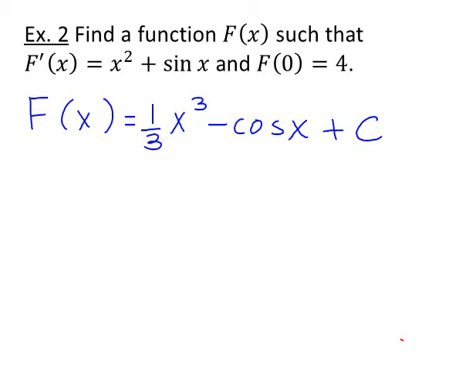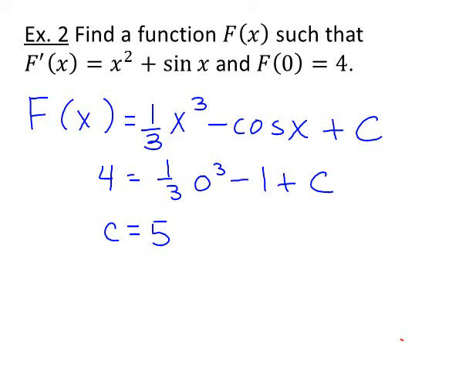In my answer, the derivative of 1/3 x to the third would be 3 times 1/3 x squared, which is x squared. The derivative of negative cosine is sine, and the derivative of the constant would be 0. Since we're given that F of 0 equals 4, plug in 0 for x and 4 for F of x. Solving for c, we get c equals 5.